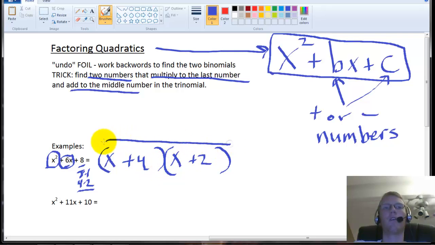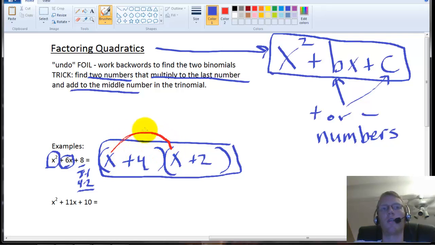So this right here is actually your answer, and if you multiply this out using FOIL or distribution, you get x squared plus 2x plus 4x. The 2x from the outers and the 4x from the inners add together to give me 6x, and then my lasts are 8. So it works out when you multiply this out, it gives you back what you started. That's an easy way to check your answers.